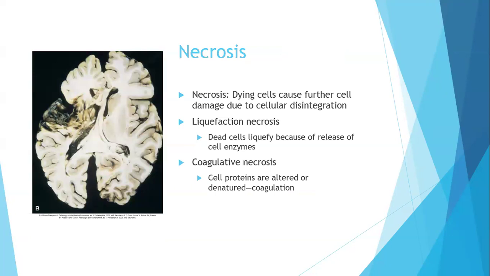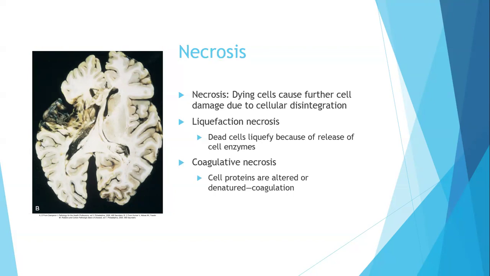Necrosis is when dying cells cause further cell damage due to cellular disintegration. So when cells start to die, they start to release all their chemicals and everything into the area, and they can damage other cells around them. So that's an example of endogenous chemical toxins destroying the cells around it. So there are different kinds of necrosis, and there's some really gross pictures that go with it.